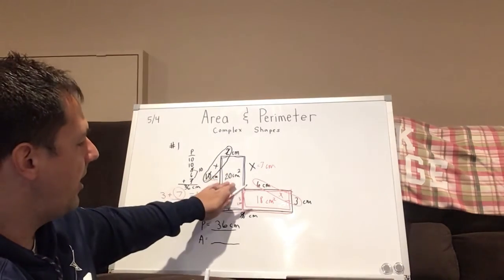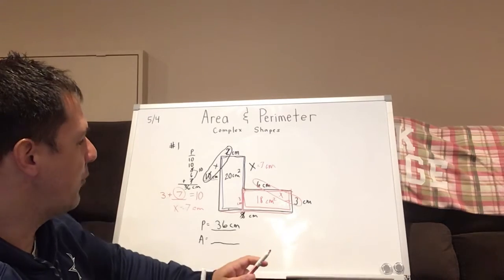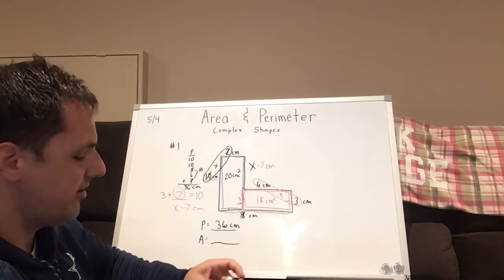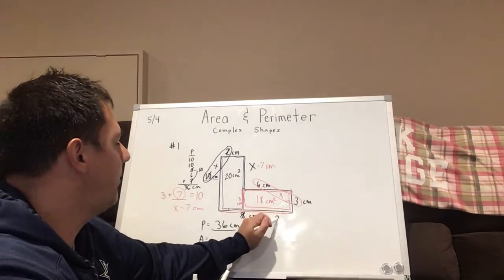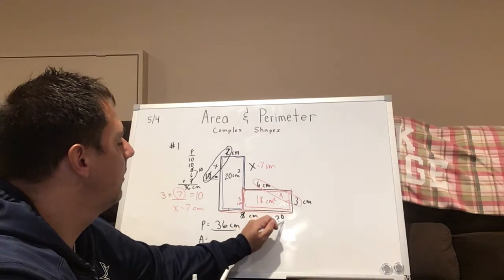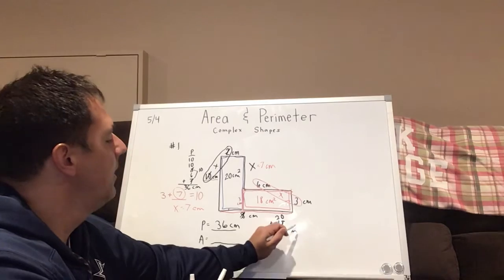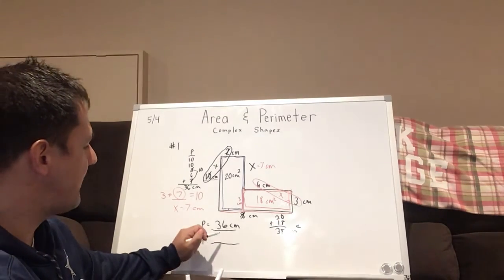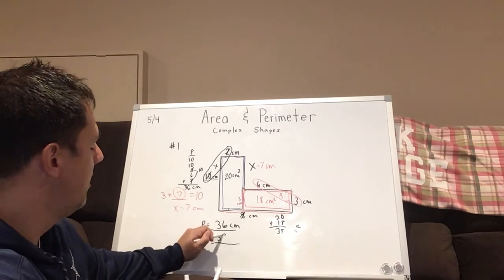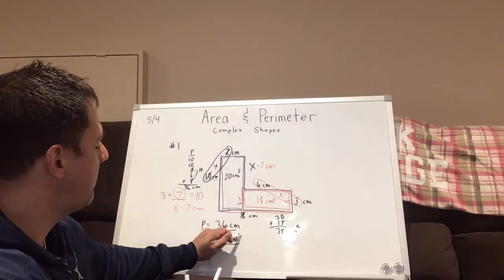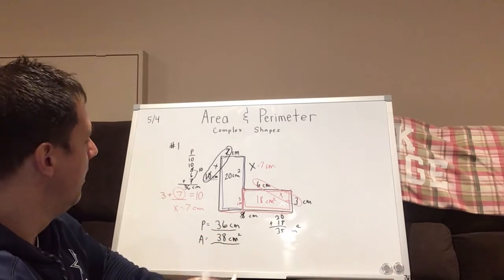Now I have the area of my blue rectangle, the area of my red rectangle, and I can just add those together. And I know that 20 plus 18 is 38. And because it's area, we have to say square centimeters. So 38 centimeters squared.